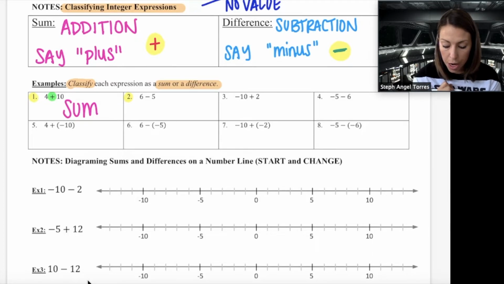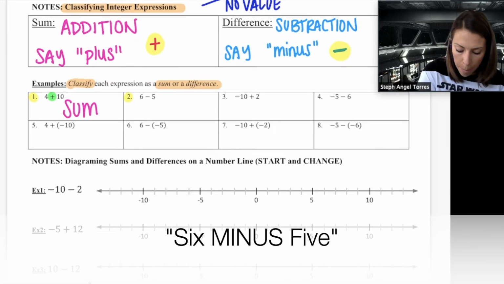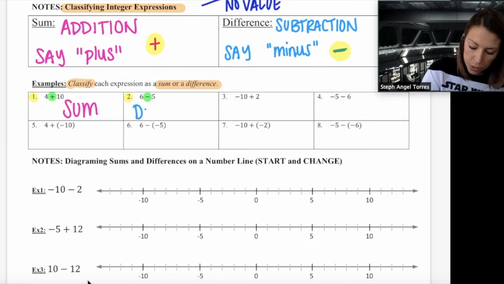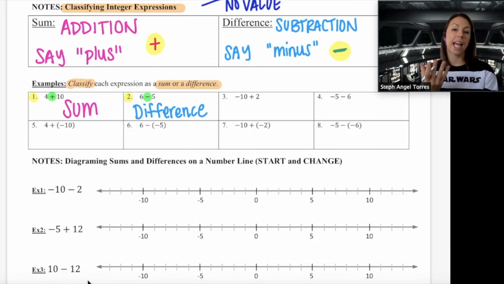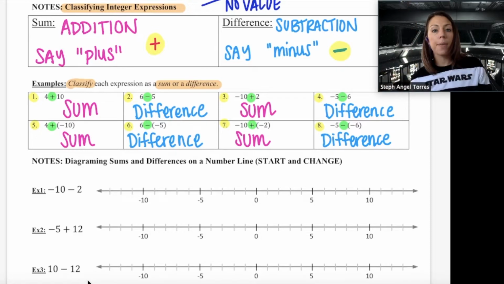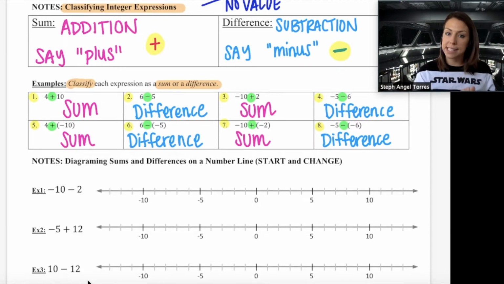Let's read number 2. Number 2 reads 6 minus 5. So because I am saying the word minus, 6 minus 5 would go into the difference category. So it's all about what you are saying when you read it out. For a sum you're saying plus, and for a difference you're saying minus. Go ahead and try 3 through 8 on your own. So it's pretty simple. If you say plus, that categorizes it as a sum, and if you say minus, that's a difference.